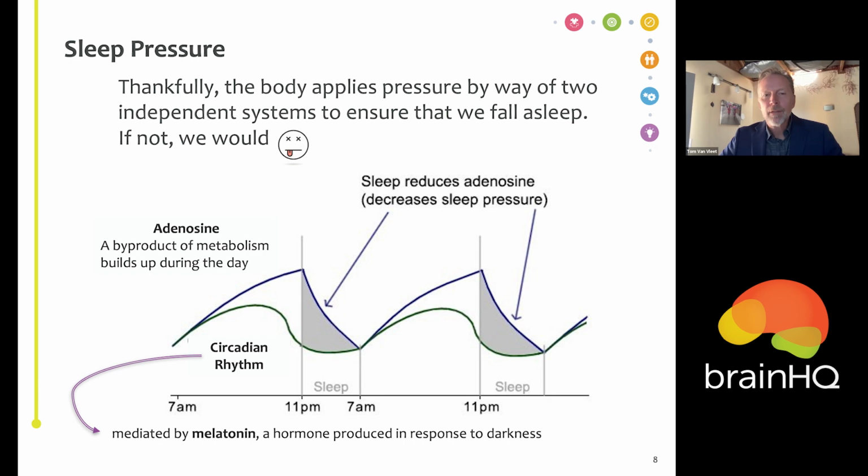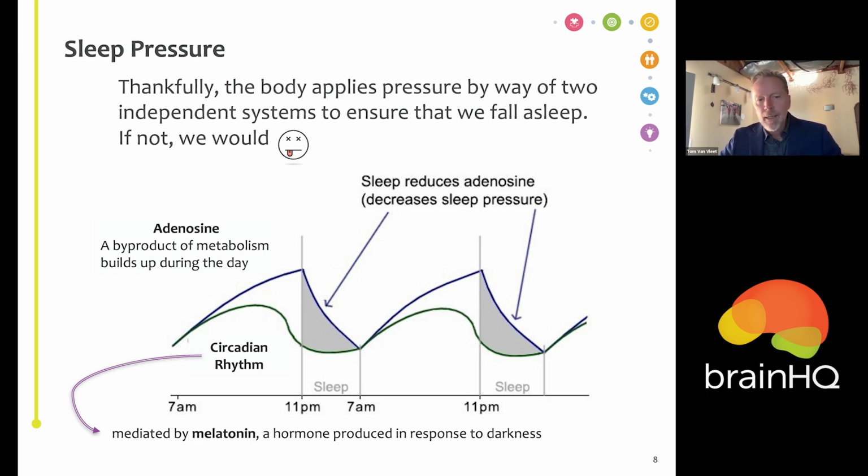So thankfully, the body has an elegant system by which it applies pressure via two independent systems to ensure that we fall asleep every night. These two systems are, namely, adenosine, which is a byproduct of metabolism during the day. It builds up over the context of a day, and once it reaches a certain level, it induces this sort of sleepy state of attention. It makes us more likely to lay down and to seek sleep just because of the pressure exerted by the buildup of adenosine.